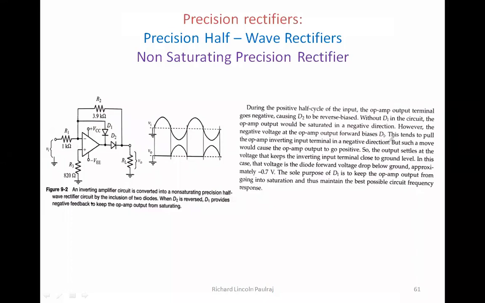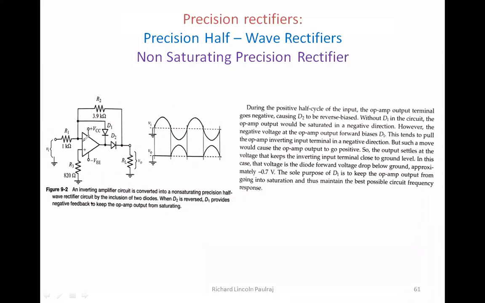This tends to pull the op-amp inverting input terminal in the negative direction. So previously, we were not able to do that, but now with this additional setup of D1 and D2, we are able to achieve this, bringing the op-amp toward the negative point. But such a move would cause the op-amp output to go positive, right? So if it goes positive, the reverse is going to happen. So the output settles at the voltage that keeps the inverting input terminal close to ground level.